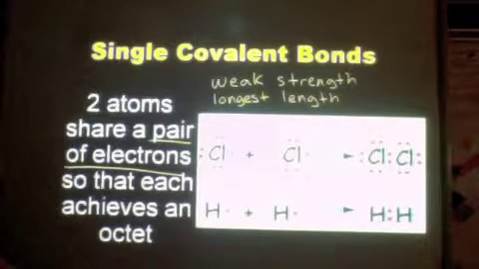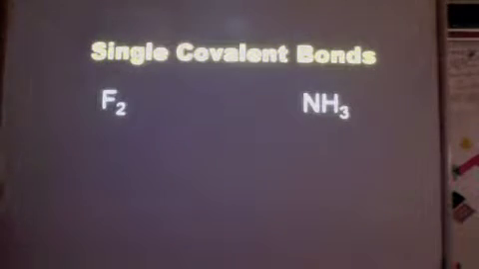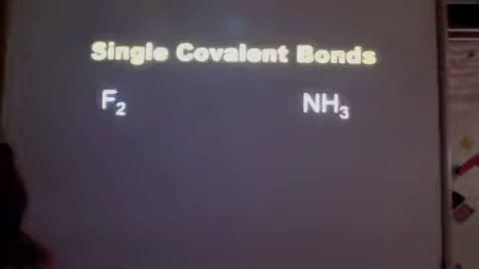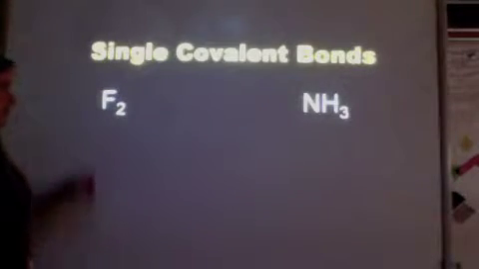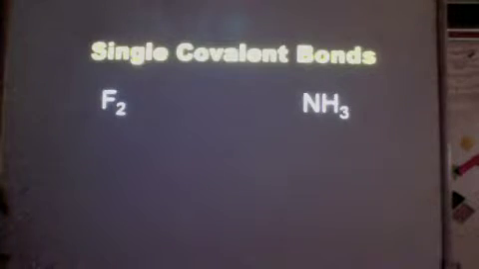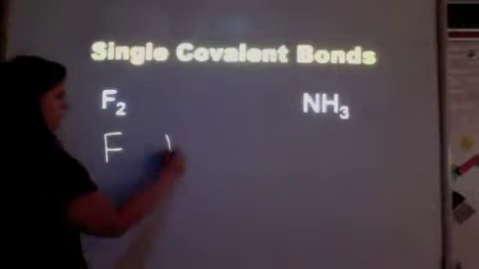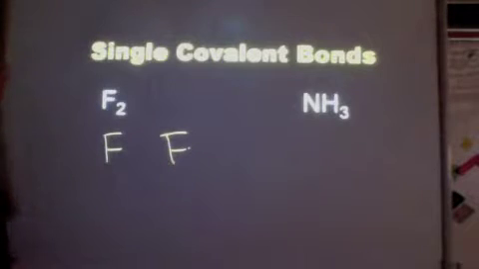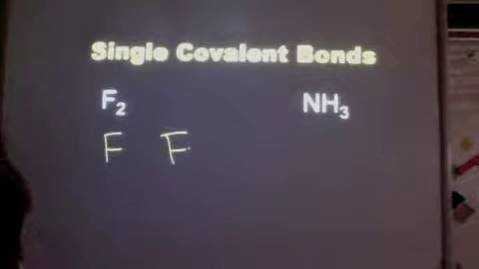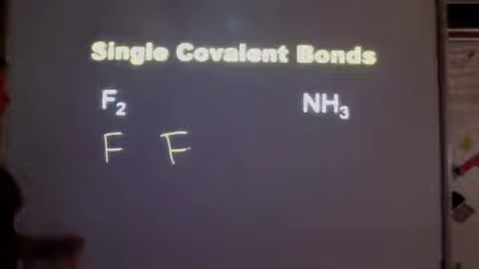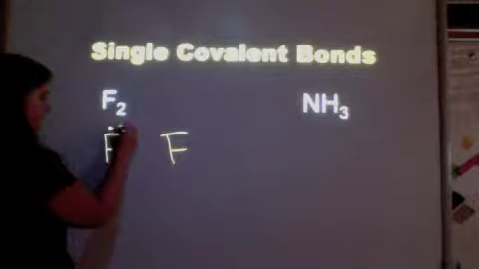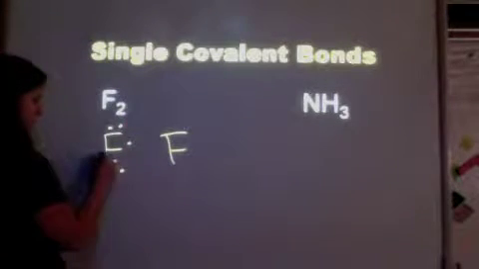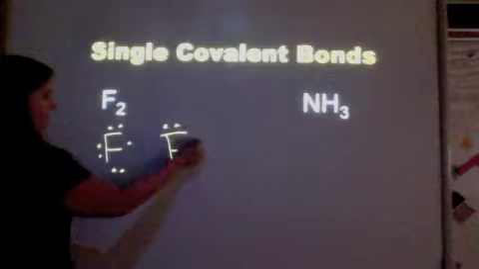Now, the next thing you've got to be able to do is actually draw those bonds and show how they are actually sharing. So F2 means you have two fluorines. So we're going to draw F and F, two fluorines. Now we're going to draw the dots that go along with the fluorines. Fluorine is in group 17, so therefore has 7 valence electrons. This one as well.